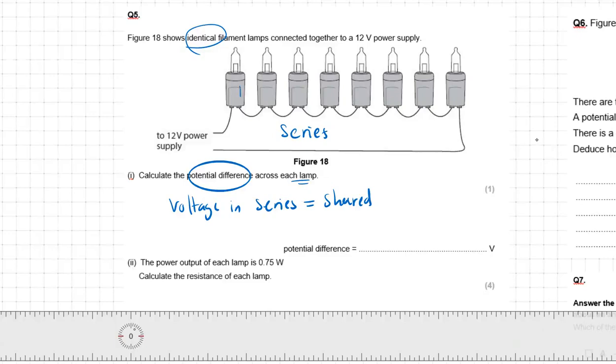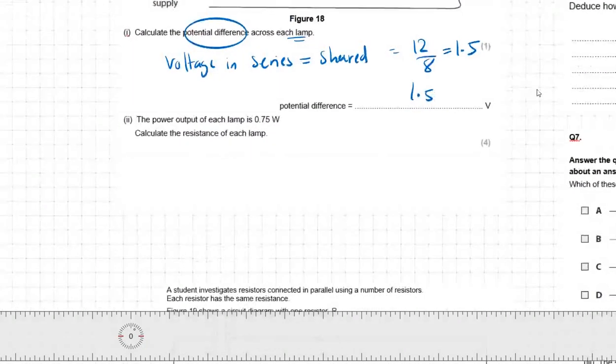There's 1, 2, 3, 4, 5, 6, 7, 8. So therefore, how much do we get? It's going to be 12, the total, divided by 8. This will give me 1.5 volts. So each of these here will have 1.5 volts. So you get it, okay? 1.5. Now let's move to this one.